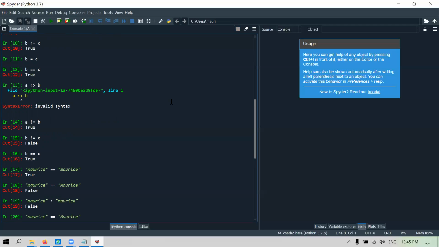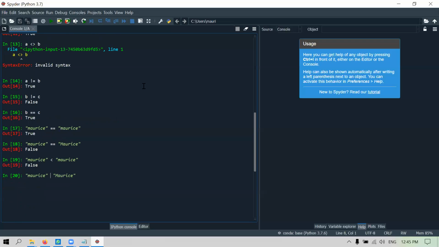This will be interesting. Is my small letter Morris smaller than my capital letter Morris? It's false. How about the other way around? It is true. This has to do with the ASCII values, how the computer represents these values internally. Usually for strings, we just care whether something equals something or does not equal something. A string more than a string can be tricky to compare, but numbers should be quite easy.